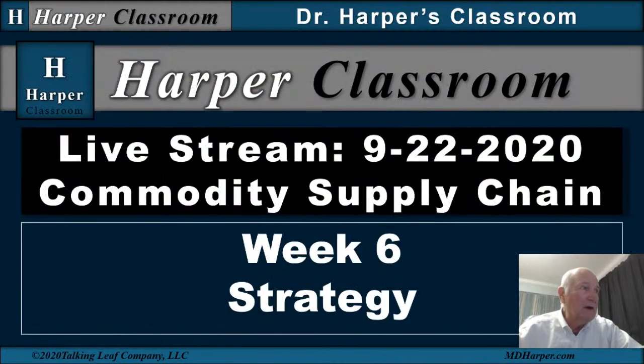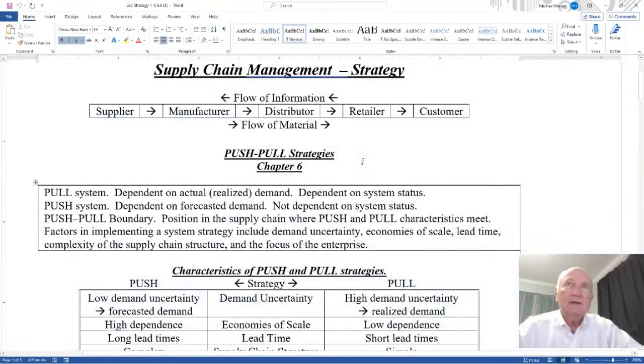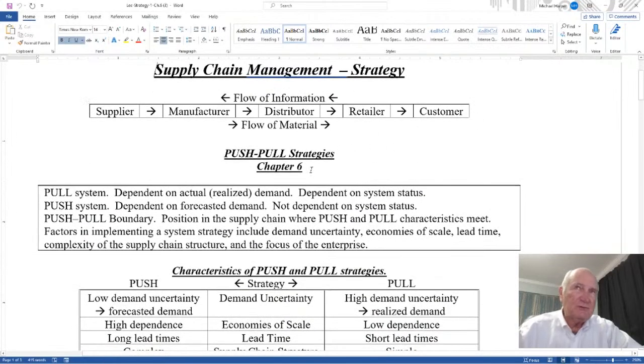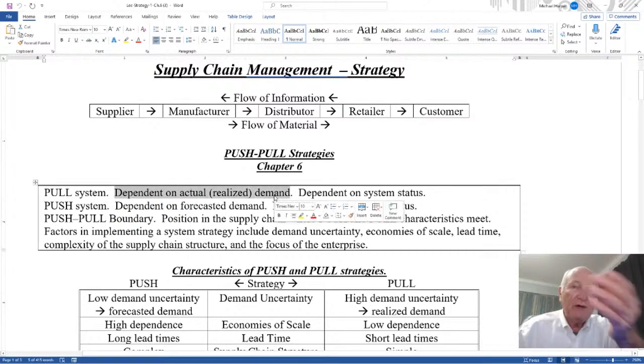So let's start with the first one here, and that is chapter 6, push-pull strategies. Okay, first of all, in chapter 6, he talks about the push and pull system. A pull system really initially is looking at the demand, where it's dependent on actual or realized demand. You wait for the demand to happen and then you respond to it. And that's similar to a make-to-order operation.